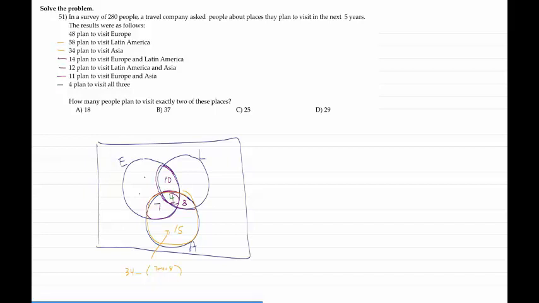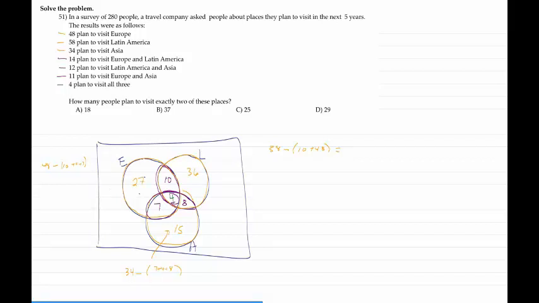58 plan to visit Latin America. So again, inside here has to total 58. So if I do 58 minus the 10, the 4, and the 8, I get 36. So 36 goes in here. And now same thing for Europe. Those who plan to visit Europe was 48. So if I take 48 minus the 10, the 4, and the 7, I end up with 27.